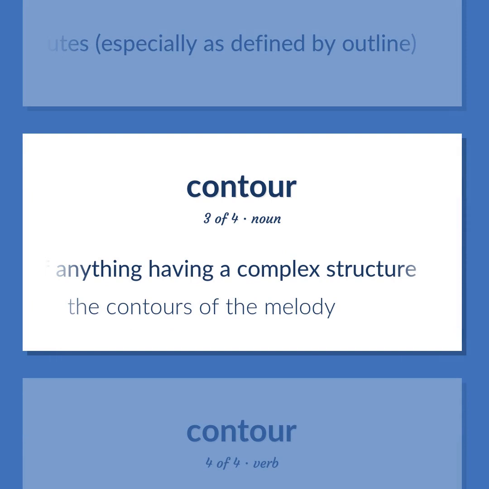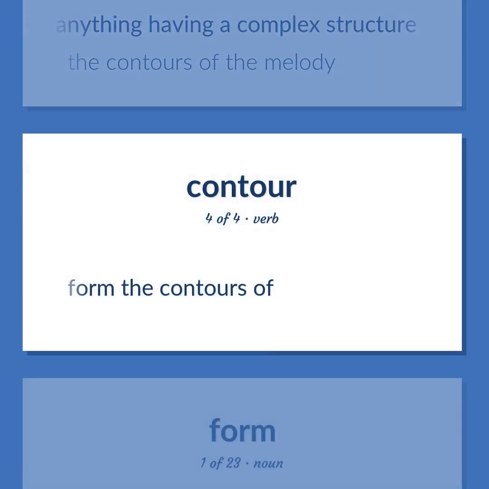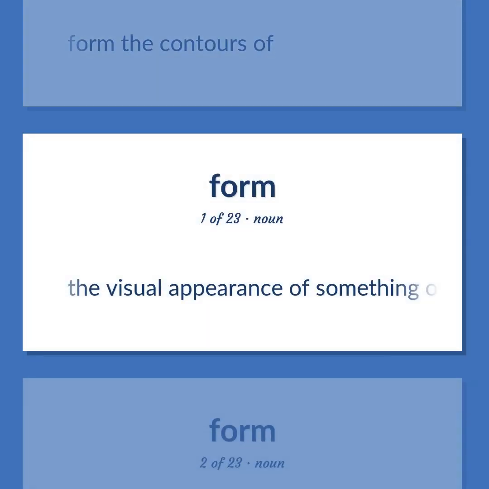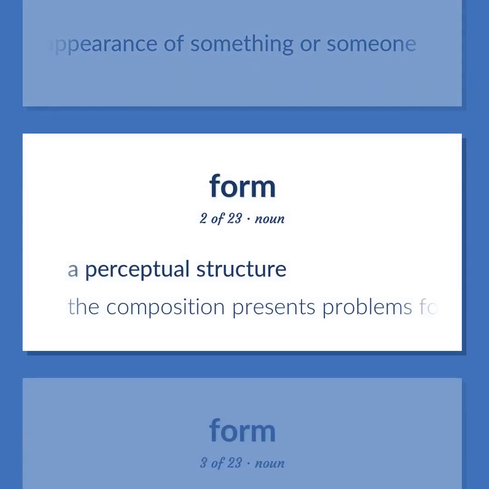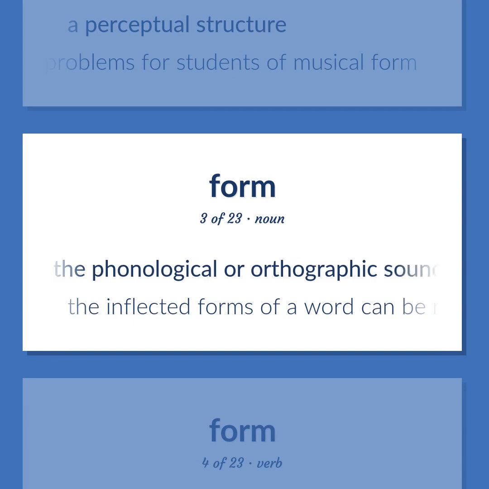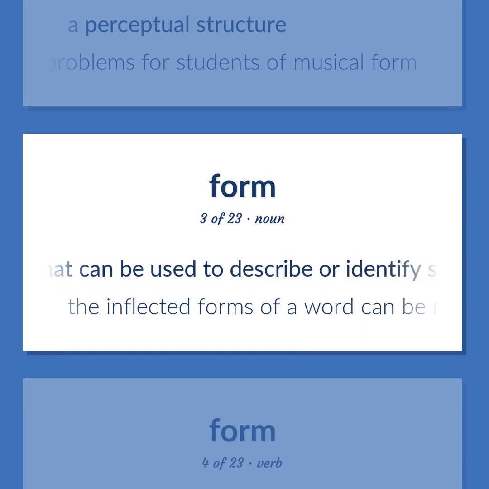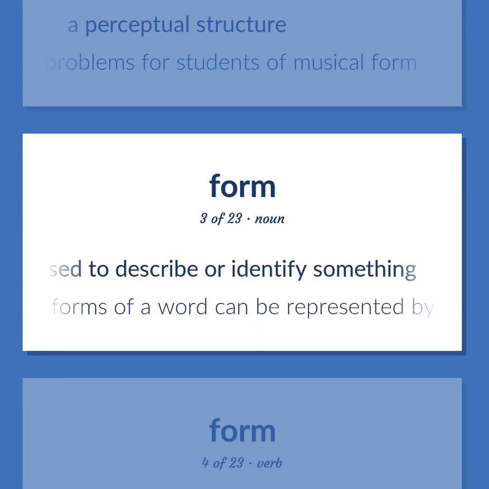The contours of the melody. Form the contours of. The visual appearance of something or someone. A perceptual structure. The composition presents problems for students of musical form. The phonological or orthographic sound or appearance of a word that can be used to describe or identify something. The inflected forms of a word can be represented by a stem in a list of inflections to be attached.